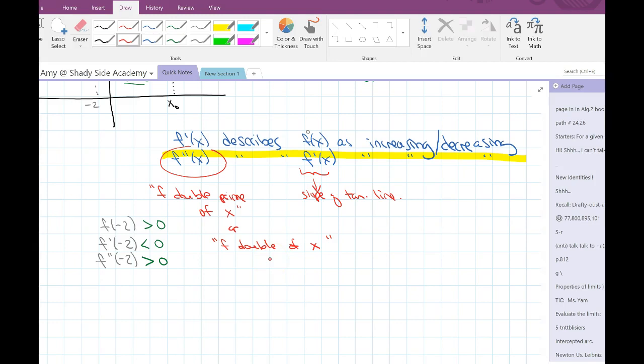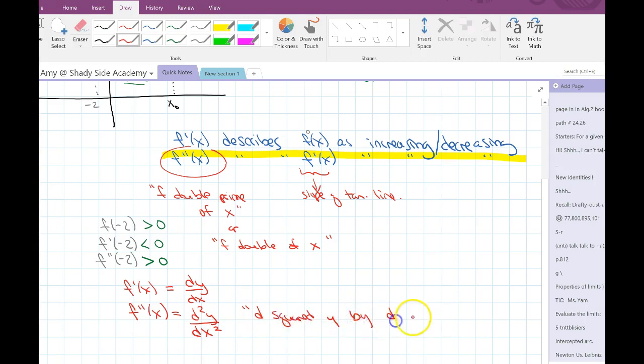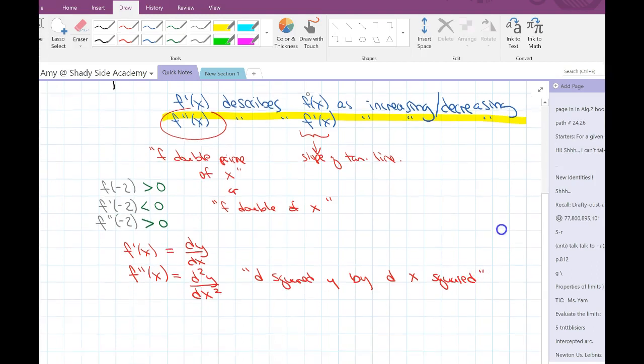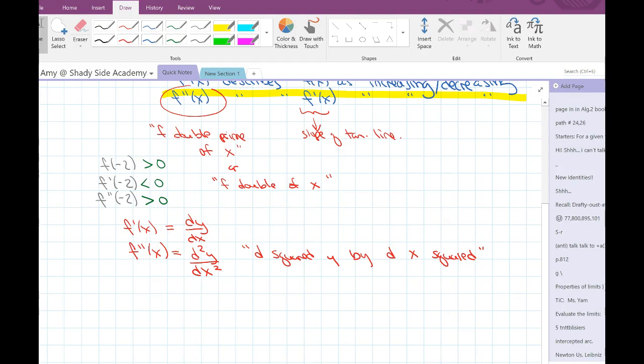All right, what about the Leibniz notation? Well, just like we know that f prime of x could be written as dy by dx, f double prime of x is d squared y by dx squared. How do you say this? You say d squared y by dx squared.